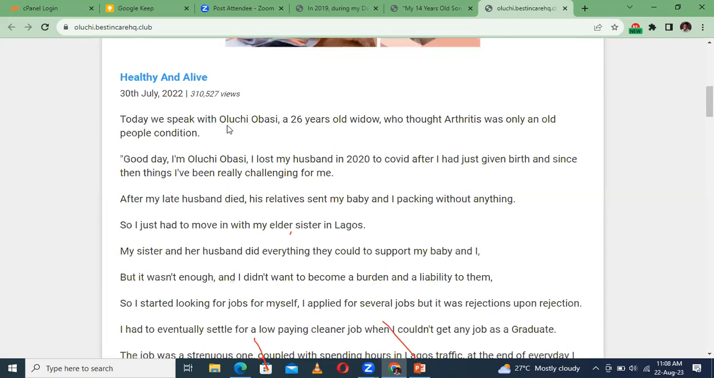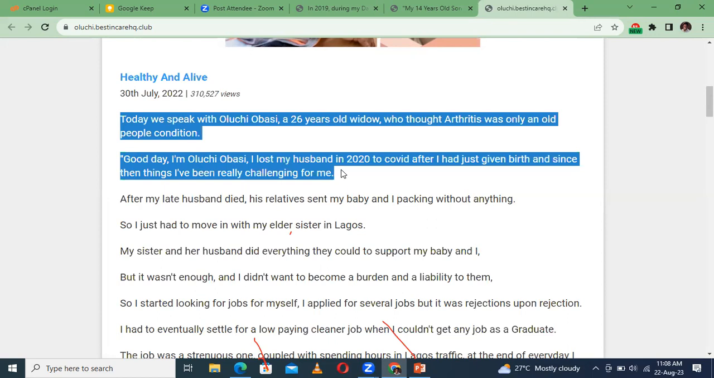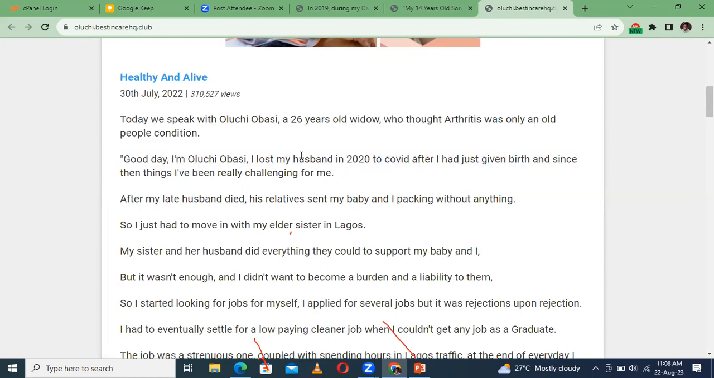Today we speak with Oluchi Obasi, 26 years old widow who thought arthritis was only an old people condition. So this is the short introduction. So good day, I'm Oluchi Obasi. I lost my husband in 2020 to COVID after I had just given birth. And since then, things have been really challenging for me.